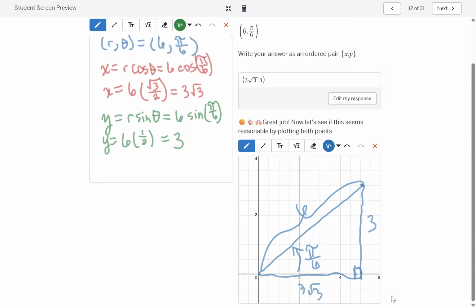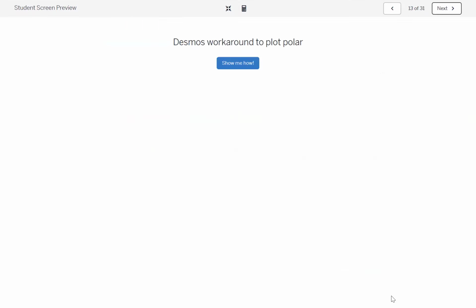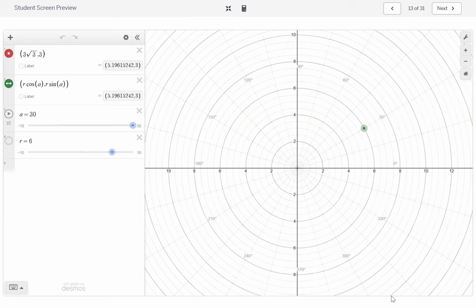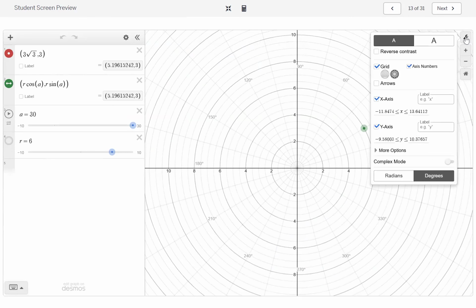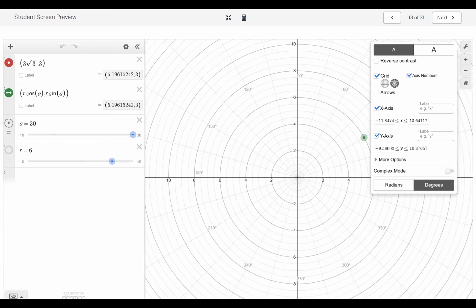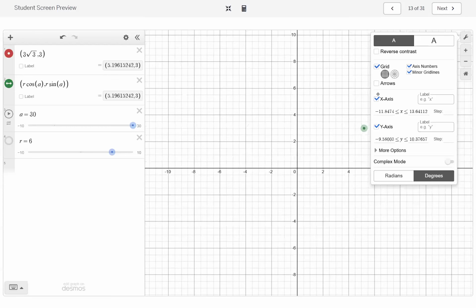All right, let's see the next slide. So plotting points in Desmos can be awkward when you're dealing with polar. When you're looking at graphing on Desmos, the graphing calculator, there is this wrench icon in the top right. And one of the first things that opens up is grid. And there's two different options for grid.